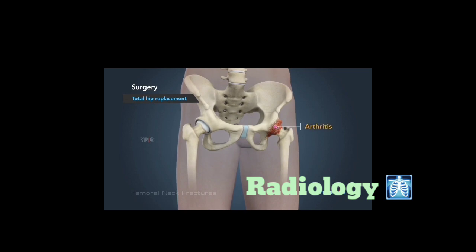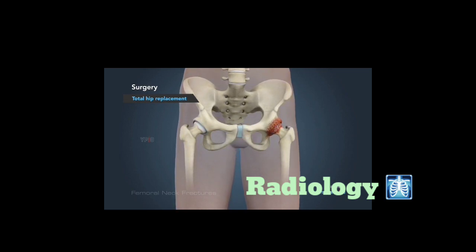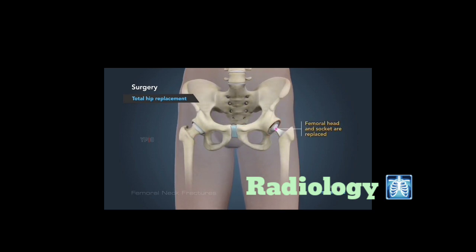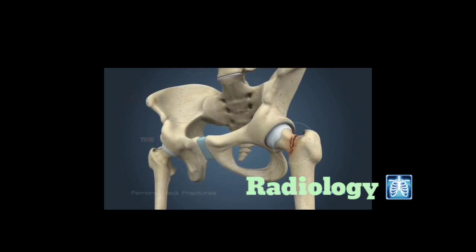Total hip replacement is recommended if you have had arthritis of the hip before the fracture. Your surgeon will replace the femoral head as well as the socket of the hip joint with artificial metal implants.